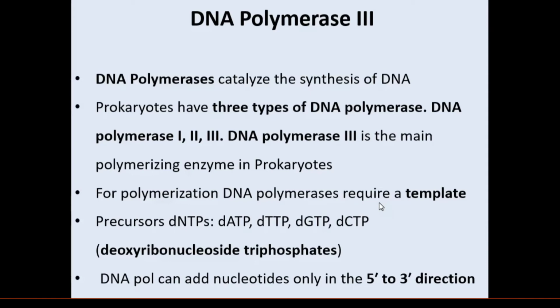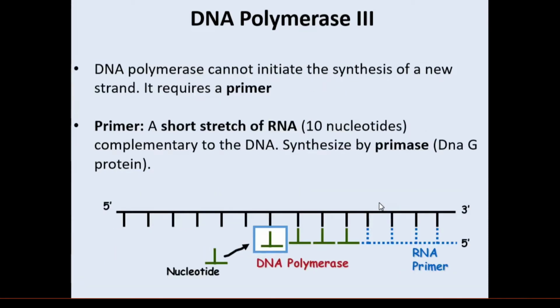DNA polymerase can add nucleotides only in the 5' to 3' direction. DNA polymerase cannot initiate the synthesis of a new strand. It requires a primer. Now, what is a primer? A short stretch of RNA consisting of 10 nucleotides complementary to the DNA. It is synthesized by the primase enzyme or DnaG protein.